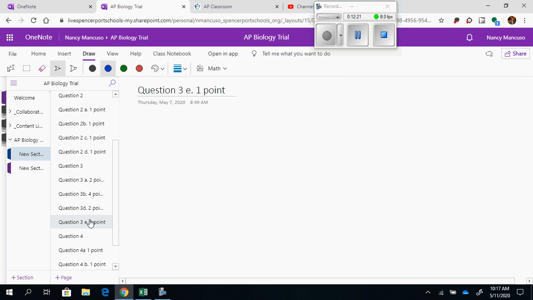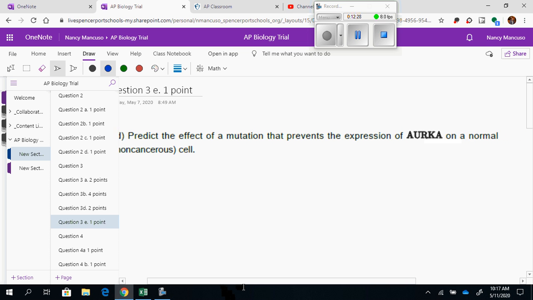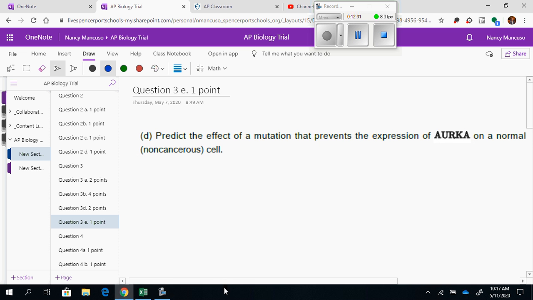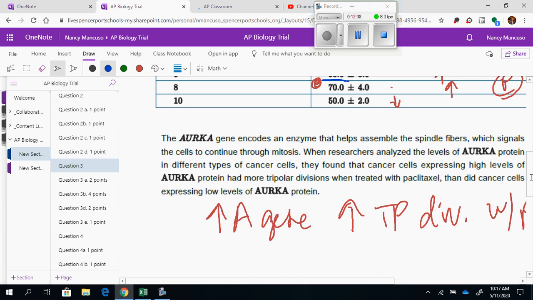All right, last part of the question. Predict the effect of a mutation that prevents the expression of the AURKA on a normal cell. Okay, so I want to go back to my thing because I know it explained what that AURKA gene does. So the AURKA gene encodes for an enzyme that helps us assemble the spindle fibers. So I'm not worried about this cancer part. I'm not worried about the tripolar divisions because it says, what would it do on a normal cell? So if this does not work, I will not have spindle fibers.